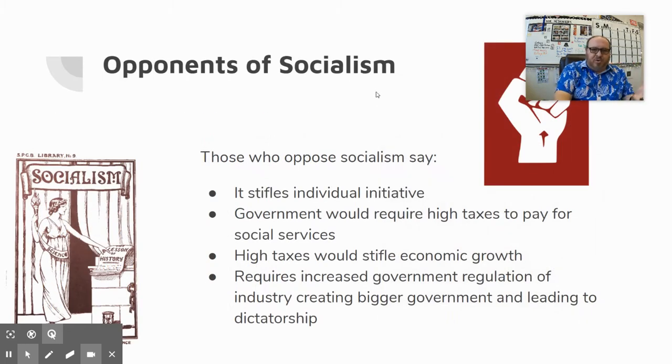Now, people who oppose socialism say that it's bad because it stifles individual initiative. They say that government would require high taxes to pay for social services, and the high taxes would stifle economic growth. They say that socialism requires such an increase in government regulation of industry, making the government grow bigger and bigger, and eventually leading towards authoritarianism or dictatorship. Okay? So, you have to have your give and take, right? Not saying that all these things are true. They're not all false either, though.